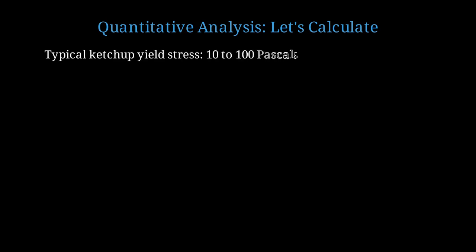Now let's perform some back-of-the-envelope calculations to quantify ketchup's behavior. This is where the physics becomes truly concrete. Experimental measurements show that ketchup has a yield stress between 10 and 100 pascals, depending on the brand and formulation. Let's use 50 pascals as our typical value. So tau sub y approximately equals 50 pascals.